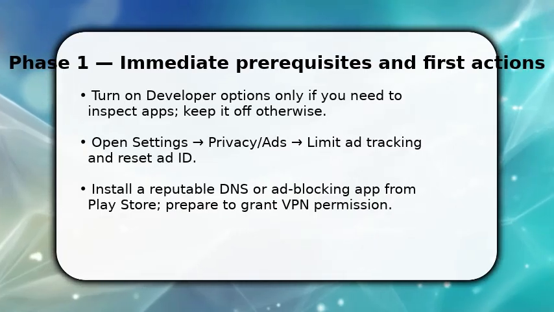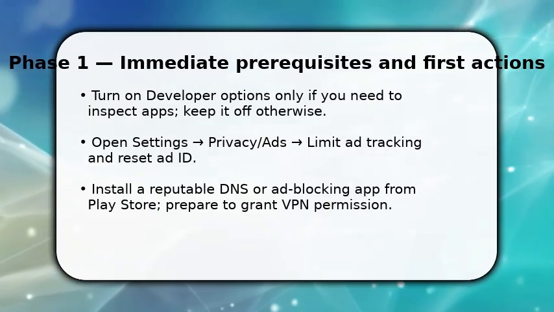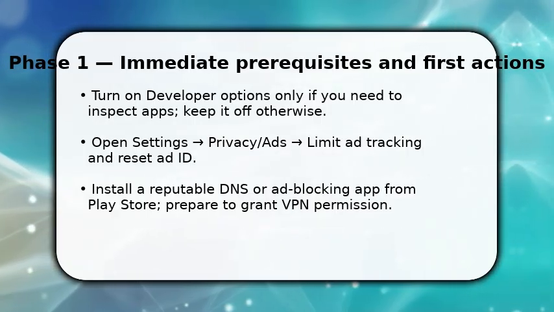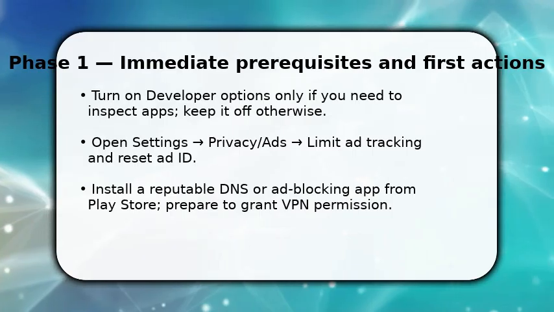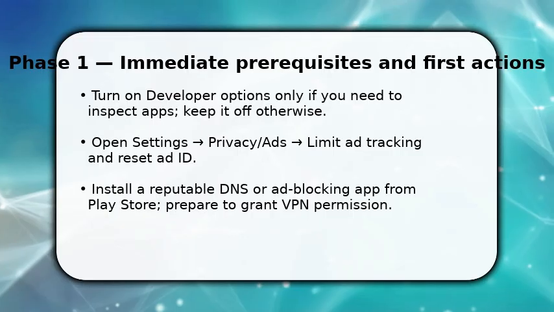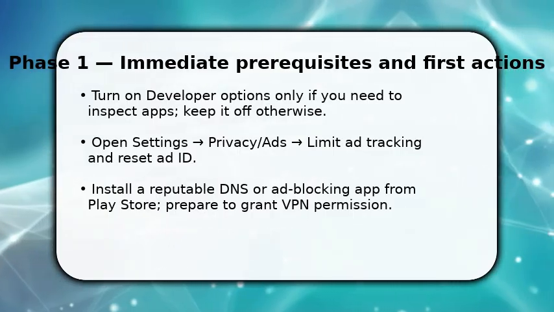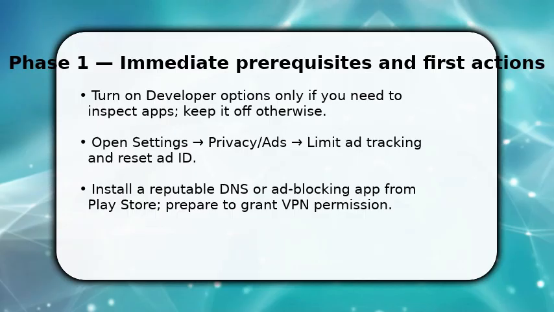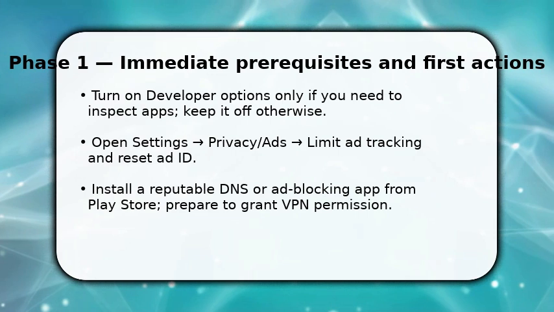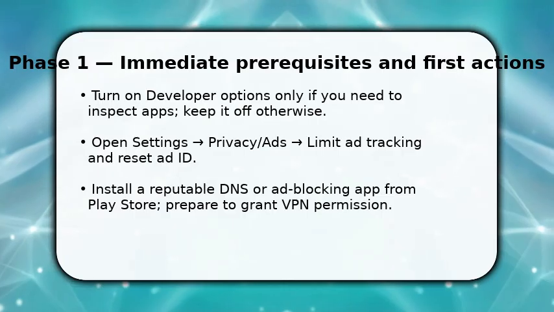You begin by stopping the ad pipeline at the system level. First, limit ad tracking in Settings > Privacy or Ads and reset your advertising ID. This reduces targeted pop-ups. Once done, install a trusted DNS or ad blocking app from Google Play and grant its local VPN permission. This blocks many trackers system-wide. Also scan installed apps and flag anything unfamiliar so you can remove it next. These immediate steps start reducing most intrusive and personalized ads fast.